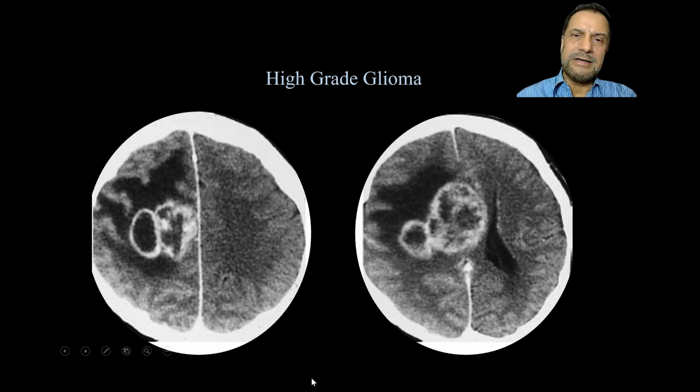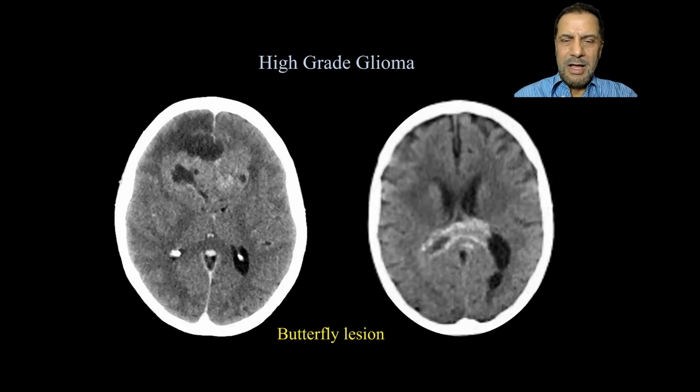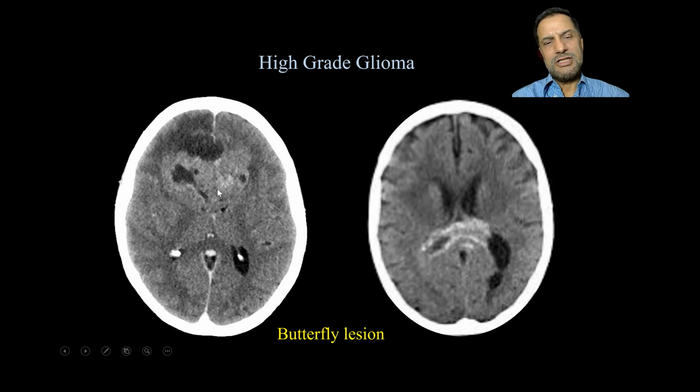again, very high-grade gliomas. These are butterfly lesions, again part of high-grade glioma, where it has invaded into the corpus callosum, into the ventricular system, and on both sides. And so these are, again, very, very nasty tumors. This is on the genu, and this is on the splenium, on the posterior aspect. Again, same butterfly lesions.